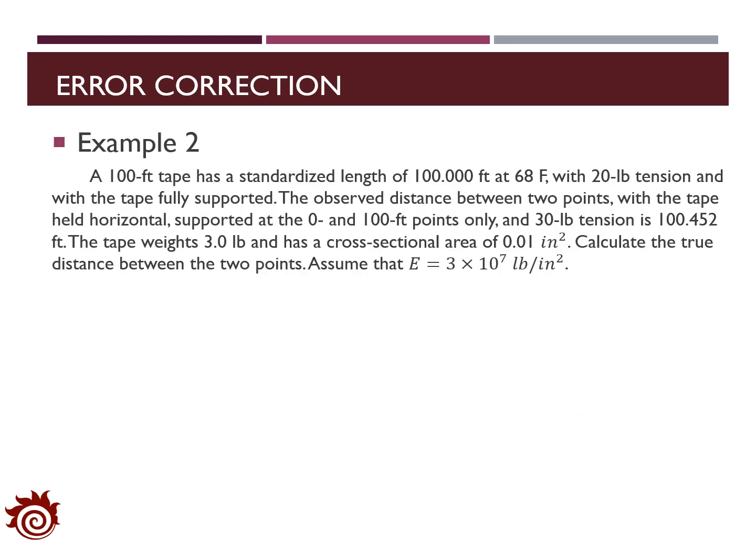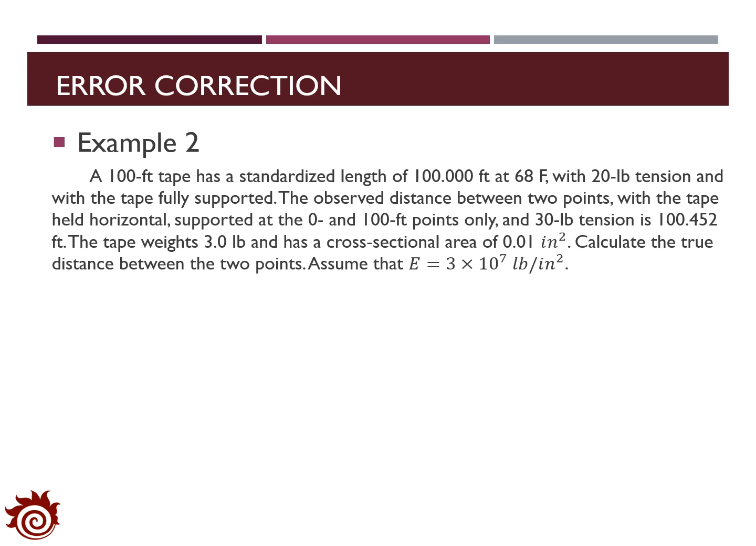We have already learned 3 errors. Now let's see how we can remove the errors from our measurement mathematically. In this example, we assume that there is a 100 feet tape with a standard length of 100 feet at 68 Fahrenheit with a 20-pound standard tension and with the tape fully supported. The observed distance between the 2 points, with the tape held horizontal and supported at the 0 and 100 feet points only, and the 30-pound tension is 100.452 feet.